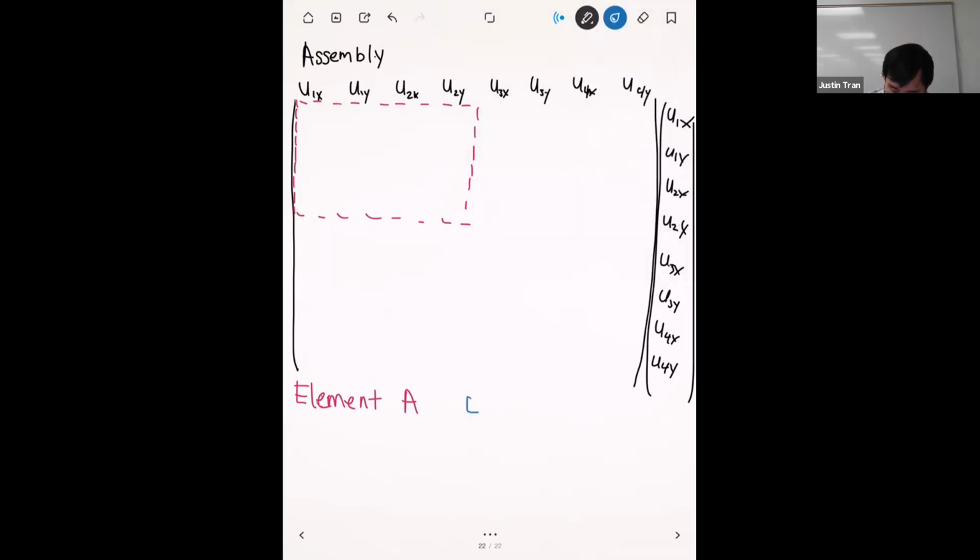Next, let's do element B, which I'll do in blue. Okay. Element B is acting on nodes 1 and 3. And so it's going to be covering this block right here. Okay. This block right here. This block right here. And this block right here.